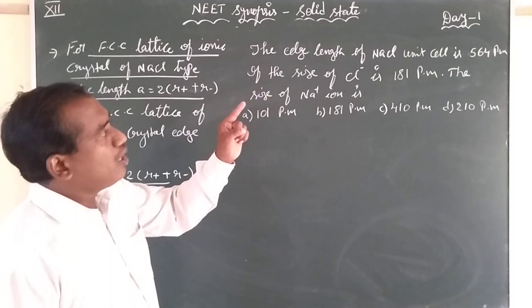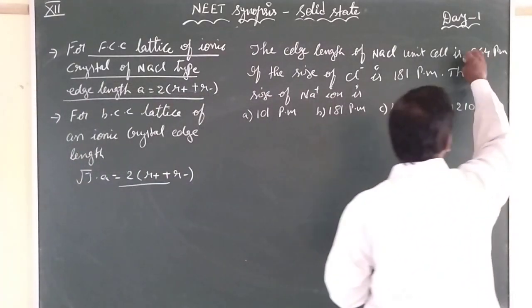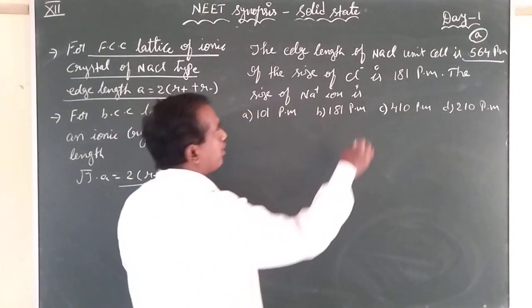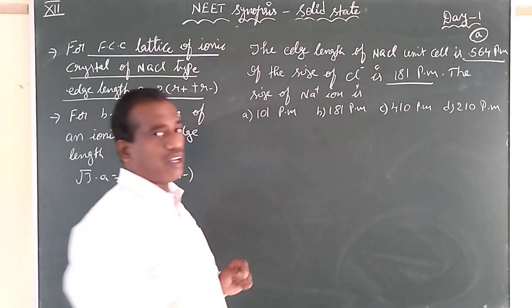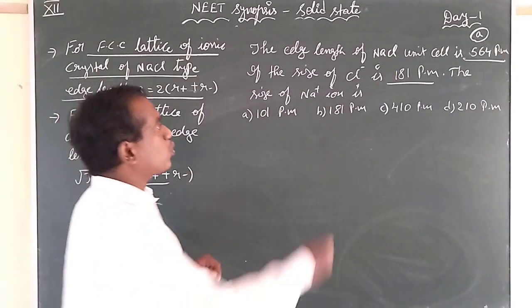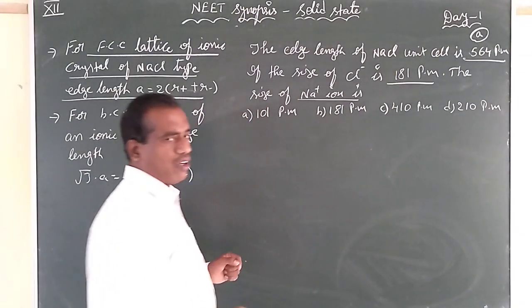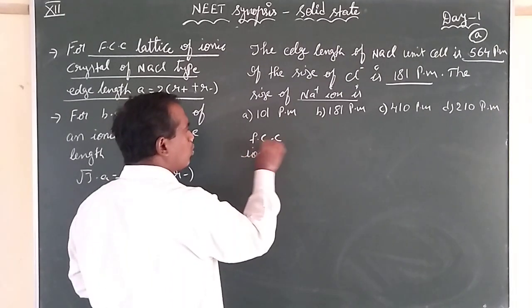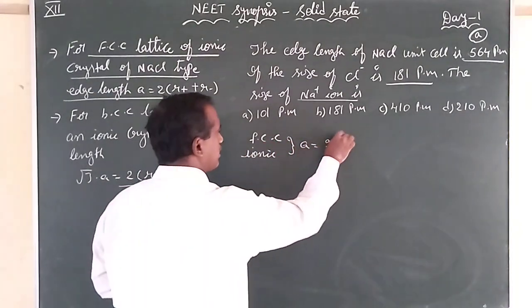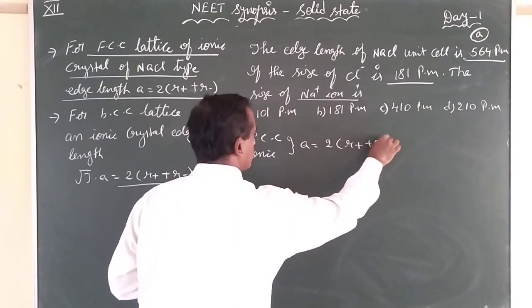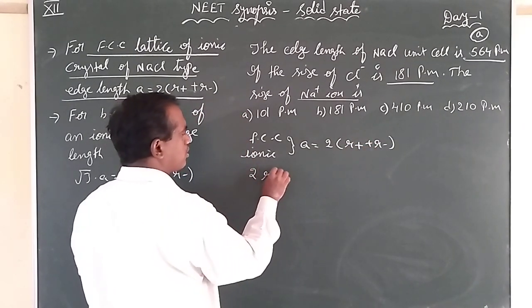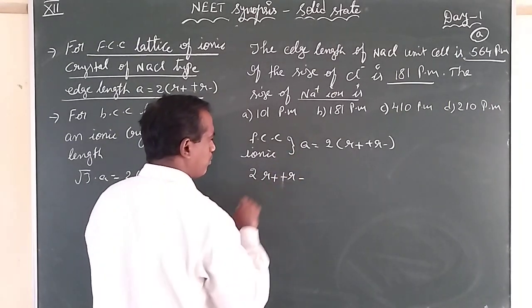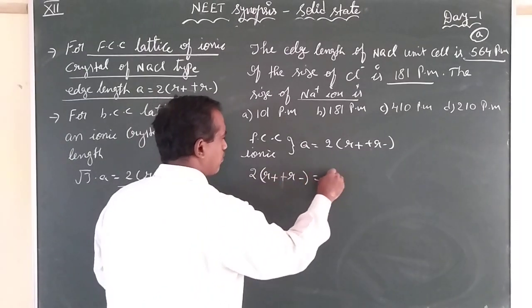The edge length of sodium chloride unit cell is 564 picometers. This is the a value. If the size of chloride ion is 181 picometers, the size of sodium ion is? See here, in the case of FCC of the ionic crystal, how to calculate the edge length? 2 into radius of cation plus radius of anion. You can take it just like that. See this plus, I am writing in a different color. It is equal to the edge length.